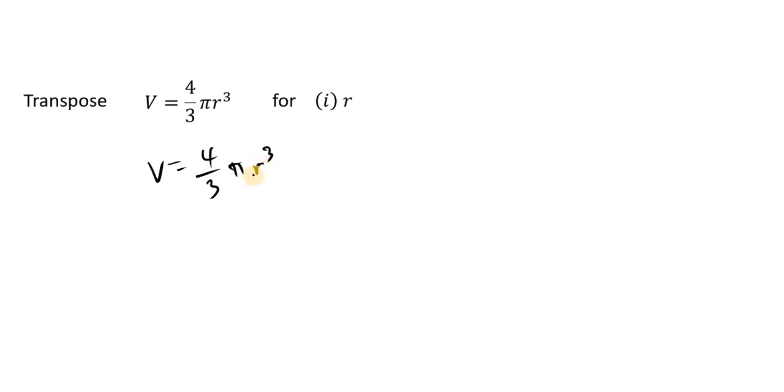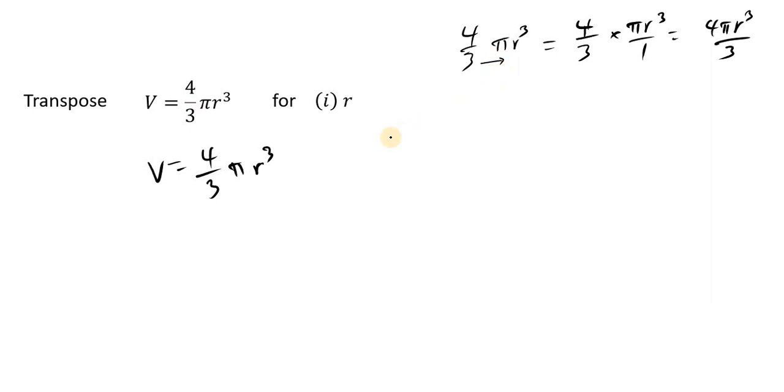Okay, so how are we going to do this? Well, let's first look at the fact that 4 over 3 pi r cubed is the same thing as saying 4 over 3 multiplied by pi r cubed. So we can actually put this over 1, and this will give us 4 pi r cubed over 3. In other words, we can just shift this 3 into the denominator position. So let's do that. I think it will be much easier to work out afterwards. So this will be 4 pi r cubed over 3.